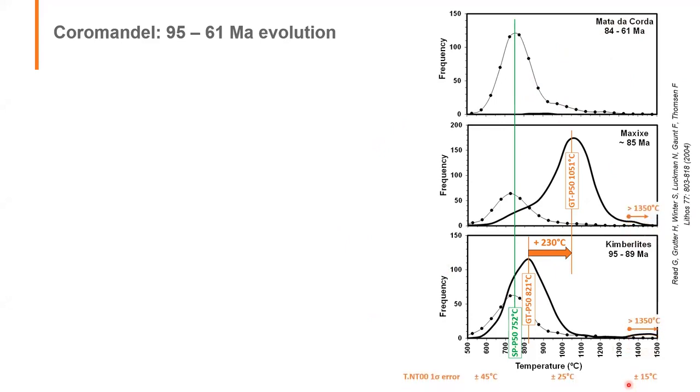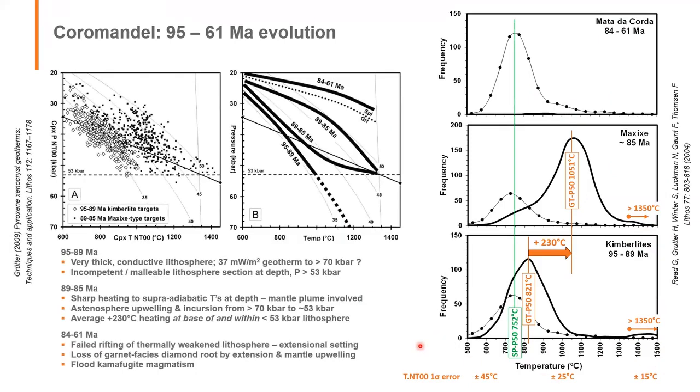How do you destroy? Oh, I have to make this point. Notice that over here, there's a small signal that's coming from larger than 1350 degrees centigrade. It's present at this time and at this time. And it's very well resolved because the one sigma error of this thermometer is 15 degrees centigrade at those temperatures. It's a bit larger at lower temperatures, but at high temperatures, it's very well resolved. And so there's a story that goes with that.